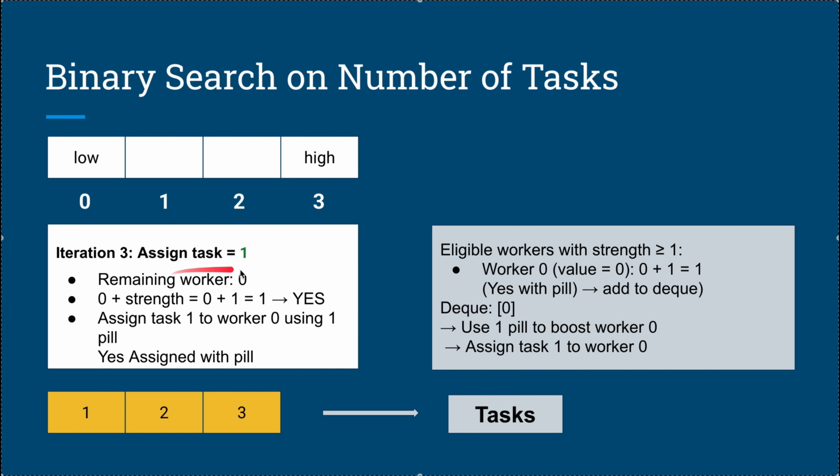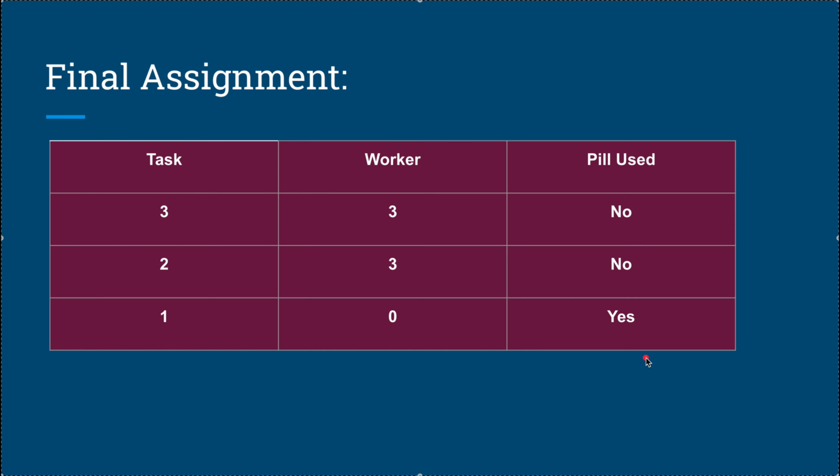Last, we have task 1. At task 1, the remaining worker is 0, so we need 0 plus the pill strength. What is the strength? 1. So yes, he can finish the work, and so we assign 1 pill to strengthen him. In the nested function, we check this, then pop the worker 0 from the deque, and we use one pill to boost the worker and assign task 1 to finish this work. We continue like that, and then the job is done.